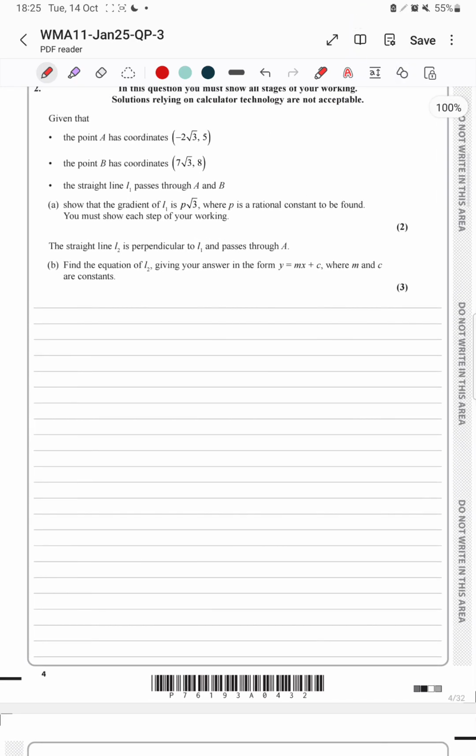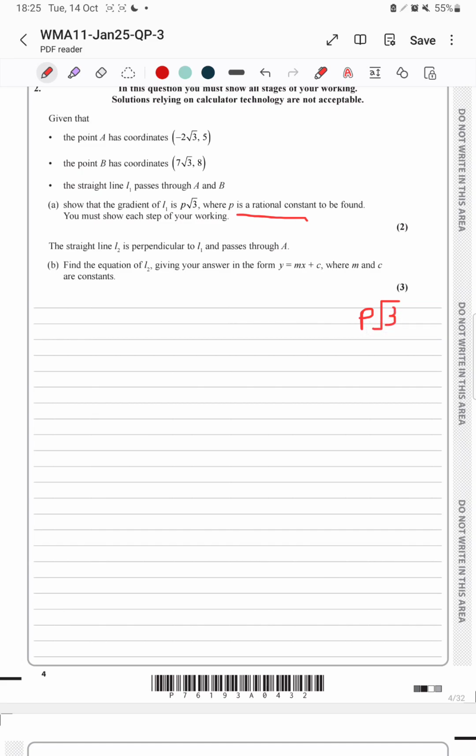The next question is: given that the point A has the coordinates negative 2 root 3, comma 5, and B has the coordinates 7 root 3 and 8, the straight line L passes through A and B. Show that the gradient of L1 is P root 3. Here P is given as a rational number, so we can write it as a fraction. When you find the gradient, it should be in the form of P root 3.